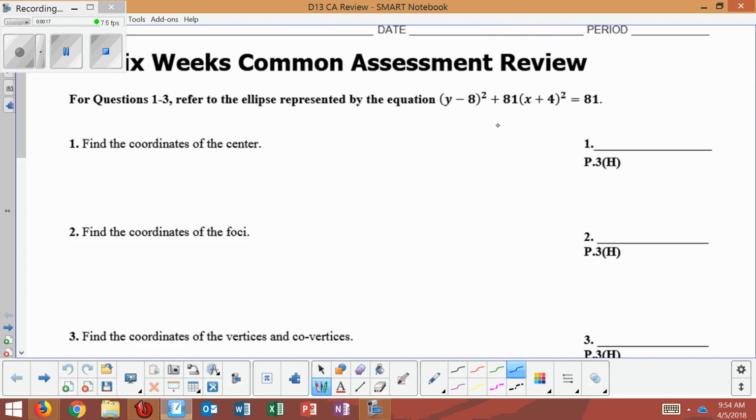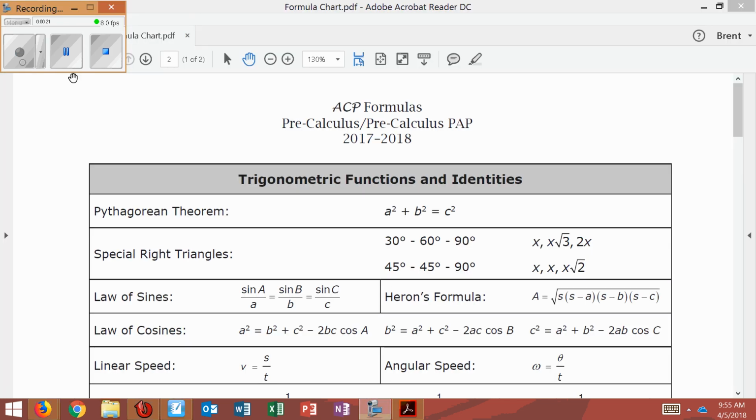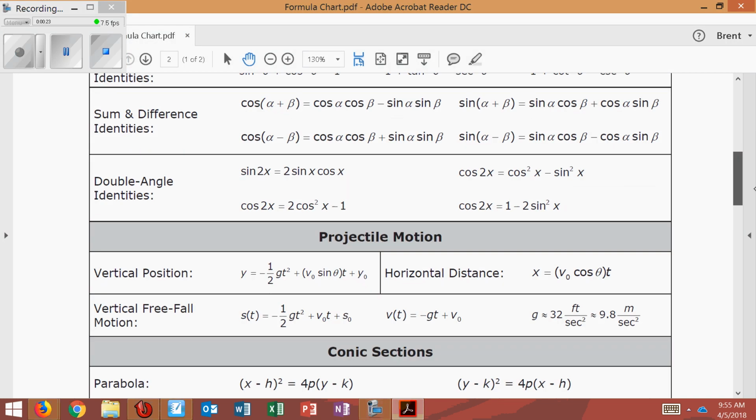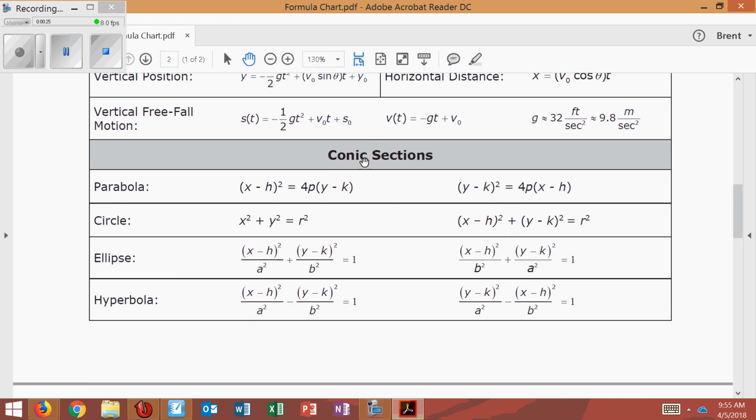To do so by hand, first, we need to get it in the correct form. Now, what does the correct form look like? If we pull out the formula chart, we scroll down to ellipses down the bottom of the front page, you'll see ellipse comes in this form or this form here. So we need to have this equation equal to 1. There should be a positive symbol between the x squared and the y squared.